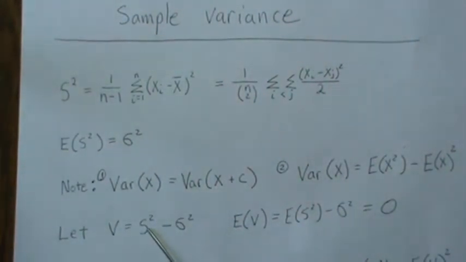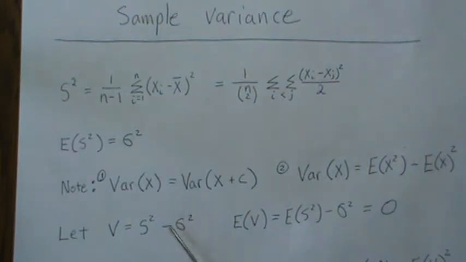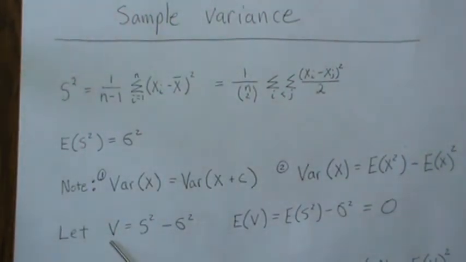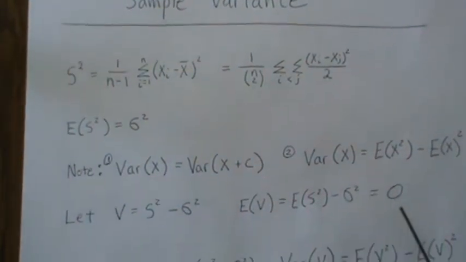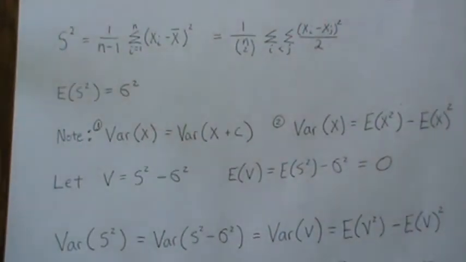V, which is the sample variance with a constant added to it, or subtracted. So the variance of V and the variance of S squared are going to be the same. The expected value of V is 0. Okay, so now let's start in.